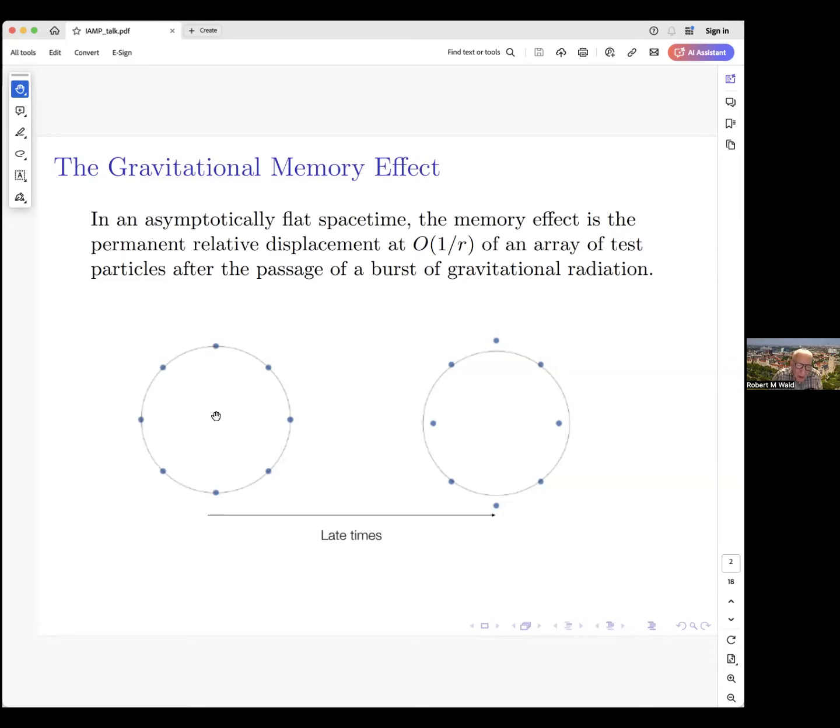All this, in an asymptotically flat space-time, is what's going on at order 1 over r, where the radiation is reaching. The memory effect refers to the fact that after the wave has passed and the space-time has returned to being stationary, these particles won't in general, and generically won't, return to their original position. So I've shown them being left at late times in this relative elliptical kind of displacement rather than their circular initial displacement.